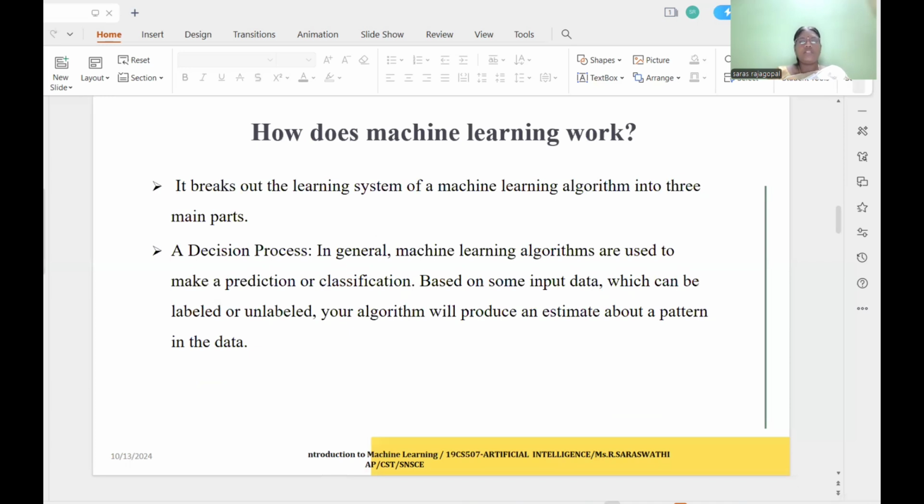How does machine learning work? Machine learning breaks the learning system of a machine learning algorithm into three main parts. First one is a decision process. Second one is an error function. Third one is an optimization. In the decision process, machine learning algorithms are used to make predictions or classifications. Based on some input data, which can be labeled or unlabeled, your algorithm will produce an estimate about a pattern in the data.